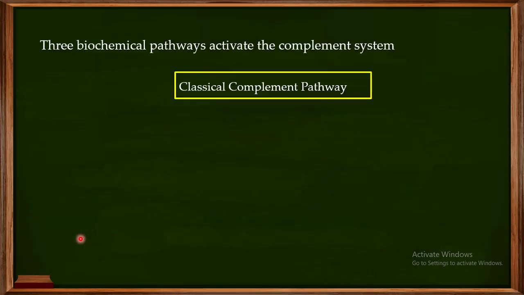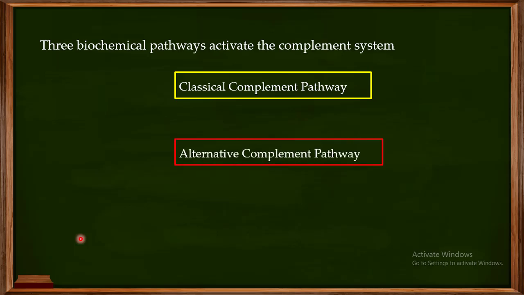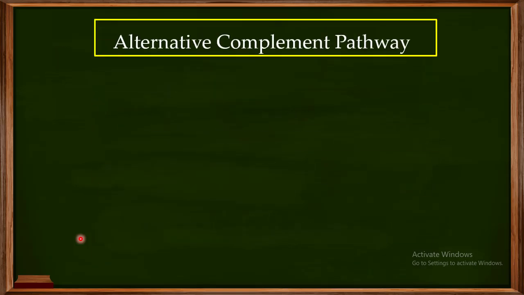Then I've told you that there are three biochemical pathways for the complement system. One was the classical complement pathway. We had a detailed discussion on that in the last video. The second one is the alternative complement pathway, which we are going to see in this particular video. And the lectin pathway will be the focus of discussion in the next video. So let us start with the alternative complement pathway, how this works.